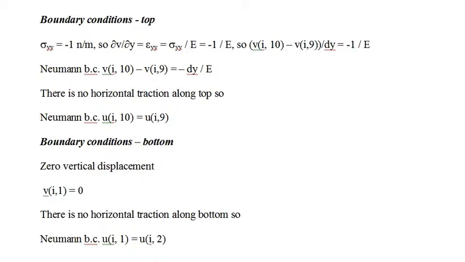There is no horizontal traction along the top, so we'll use a passive Neumann boundary condition specifying u(i,10) equals u(i,9) along the top boundary.